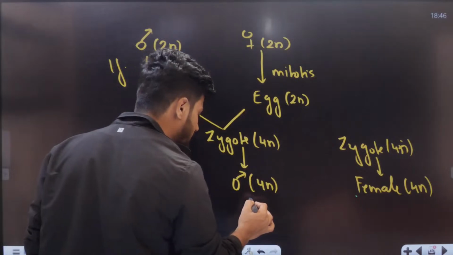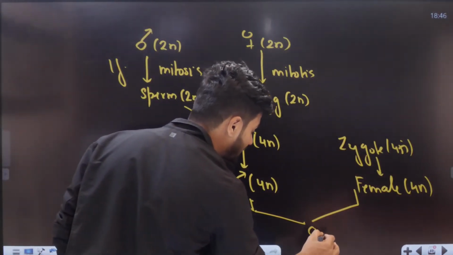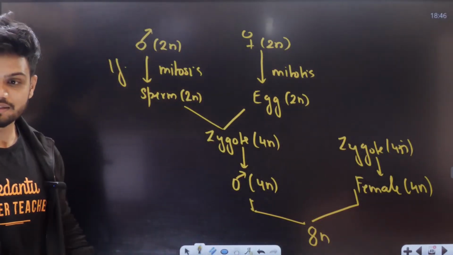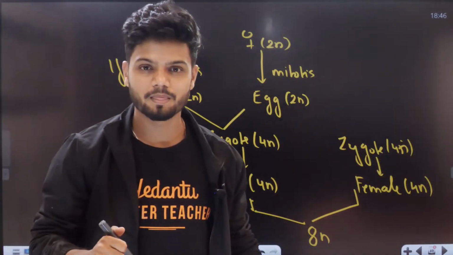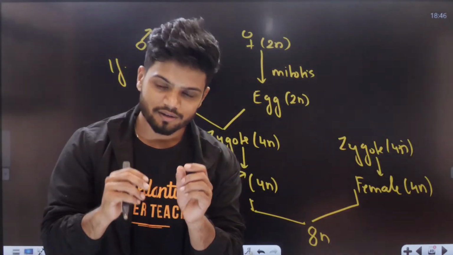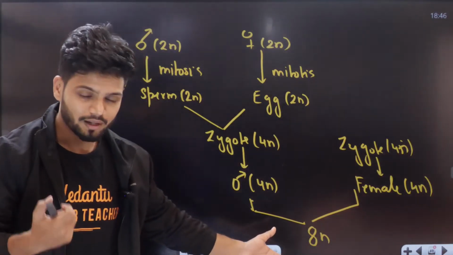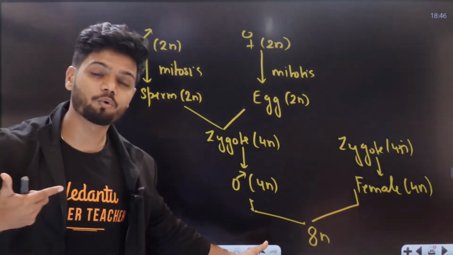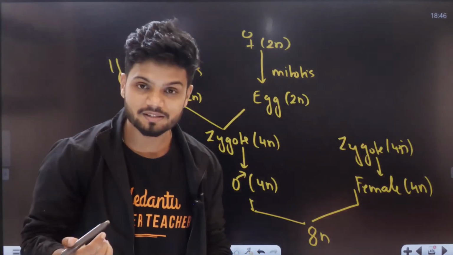When they produce gametes and they fuse, do we get 8n? And this 8n will again keep increasing in number. So do you think this is actually sustainable? No. This could lead to a lot of complications over and over. So is there any solution? Yes, there is a solution.